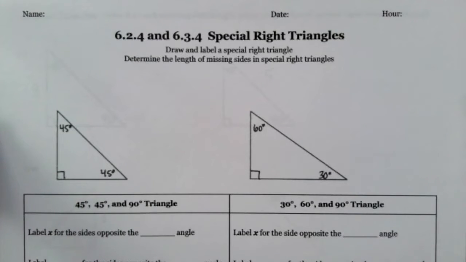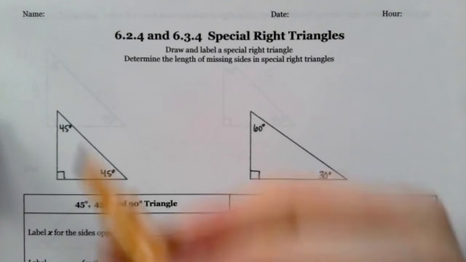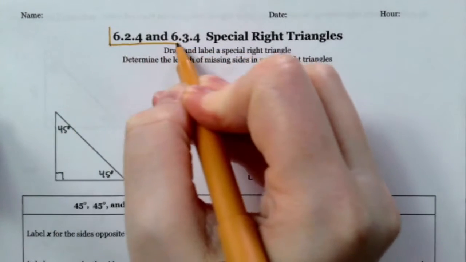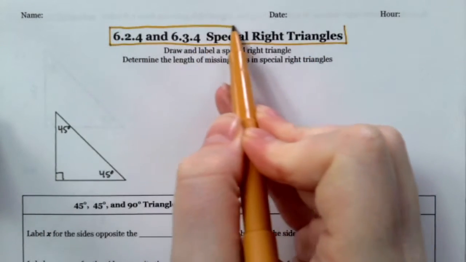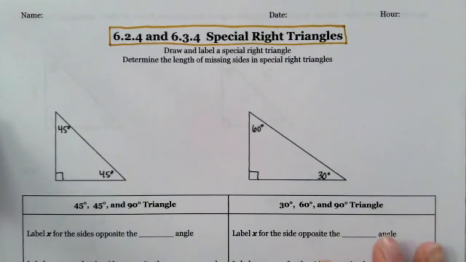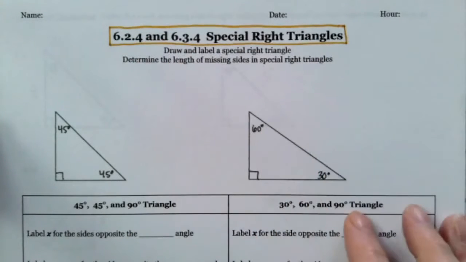Hello. In this video, we're going to go through both Learning Target 6.2.4 and 6.3.4, which is talking about special right triangles. So if you could write this up at the top of your notes, these are the two learning targets that we're going to be talking about.